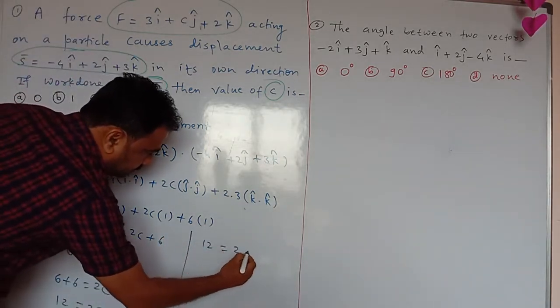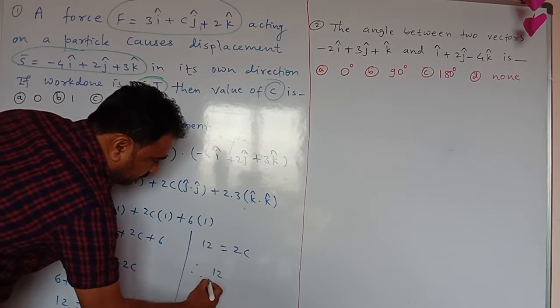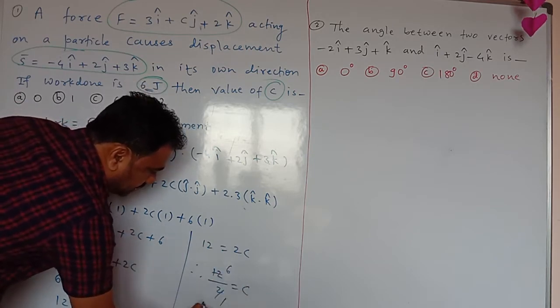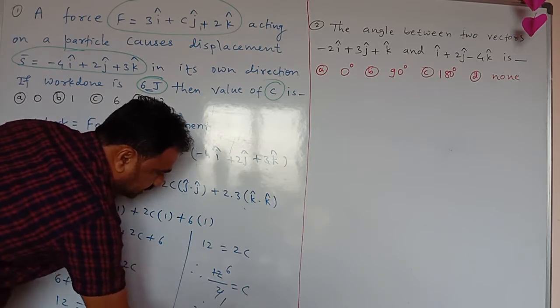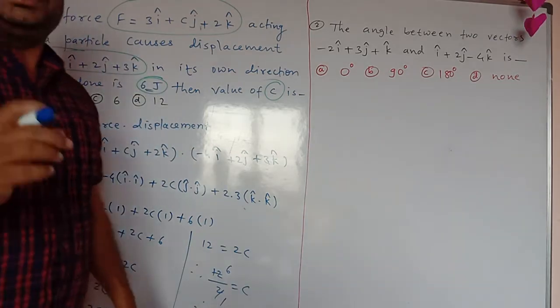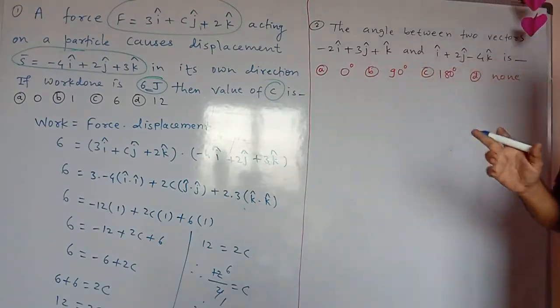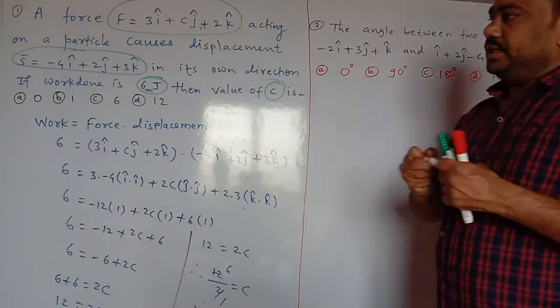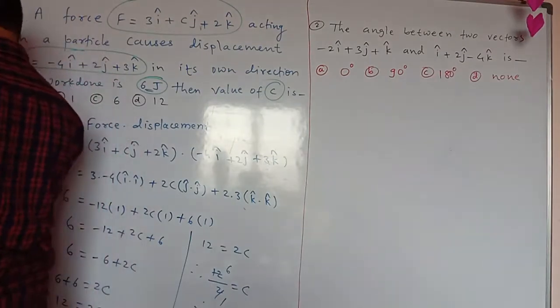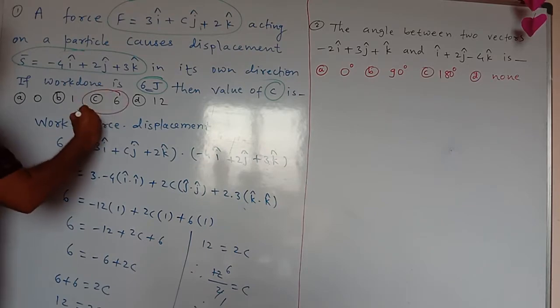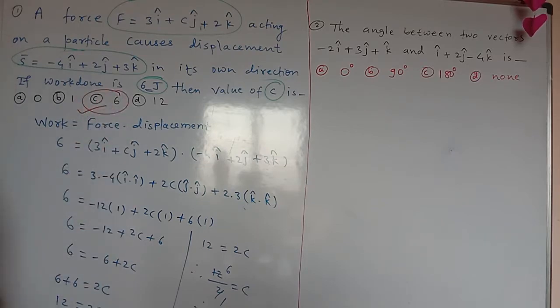12 is equal to 2c. Therefore 12 divided by 2 is equal to c. So it is 6. Therefore c is equal to 6. So this is the value of c. Which option may be correct here? The option is C, that is, the third option is correct. Okay, so c is equal to 6.